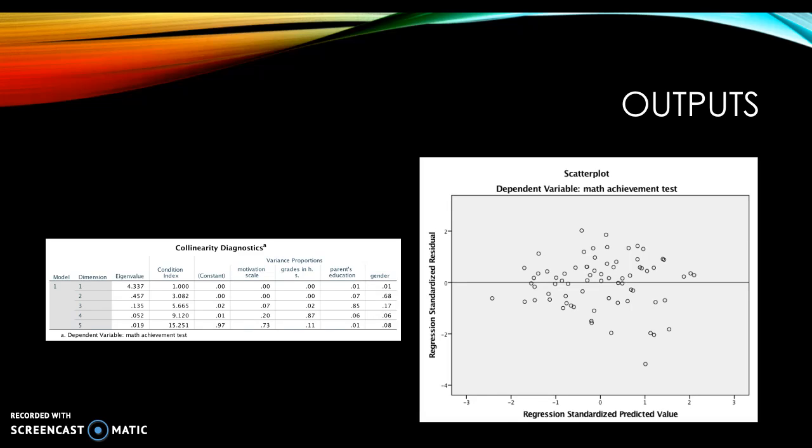Notice here, if the dots created a pattern, this would indicate the residuals are not normally distributed, the residual is correlated with the independent variables, and/or the variances of the residuals are not constant.